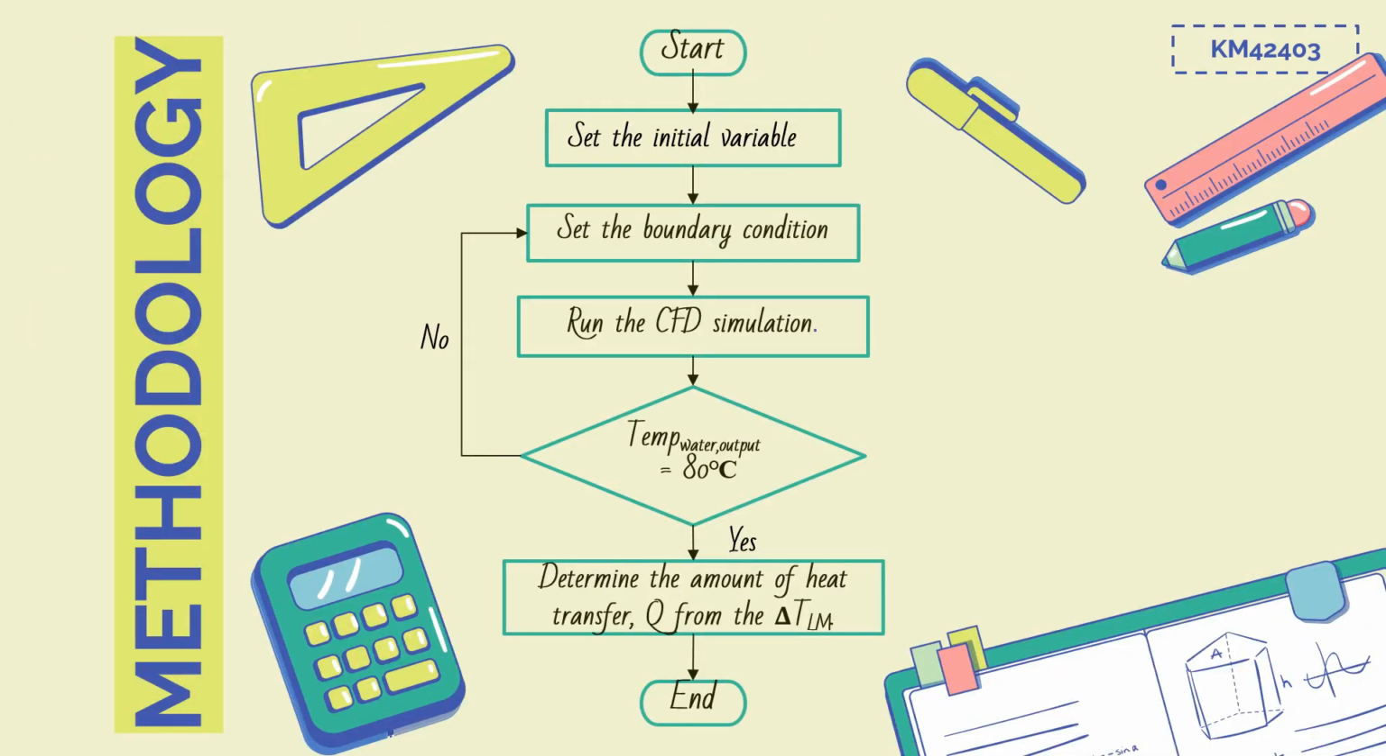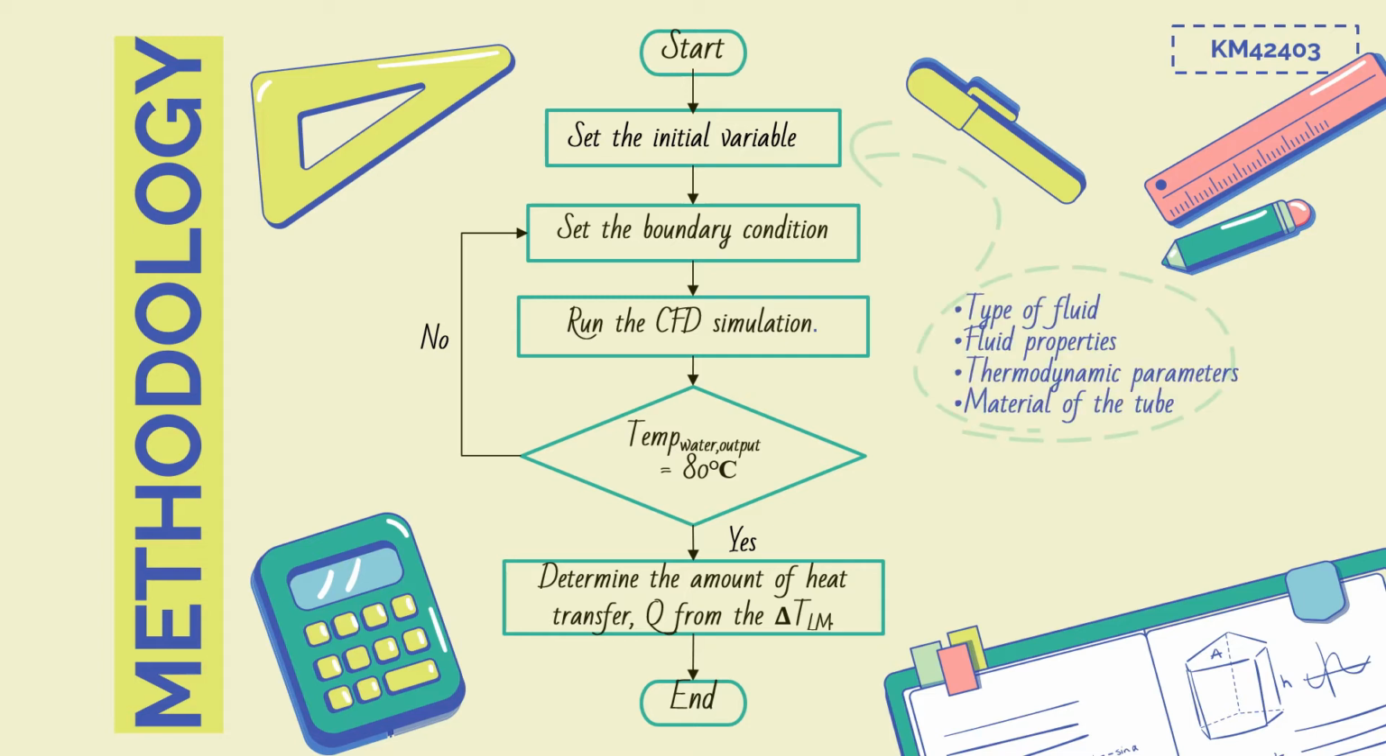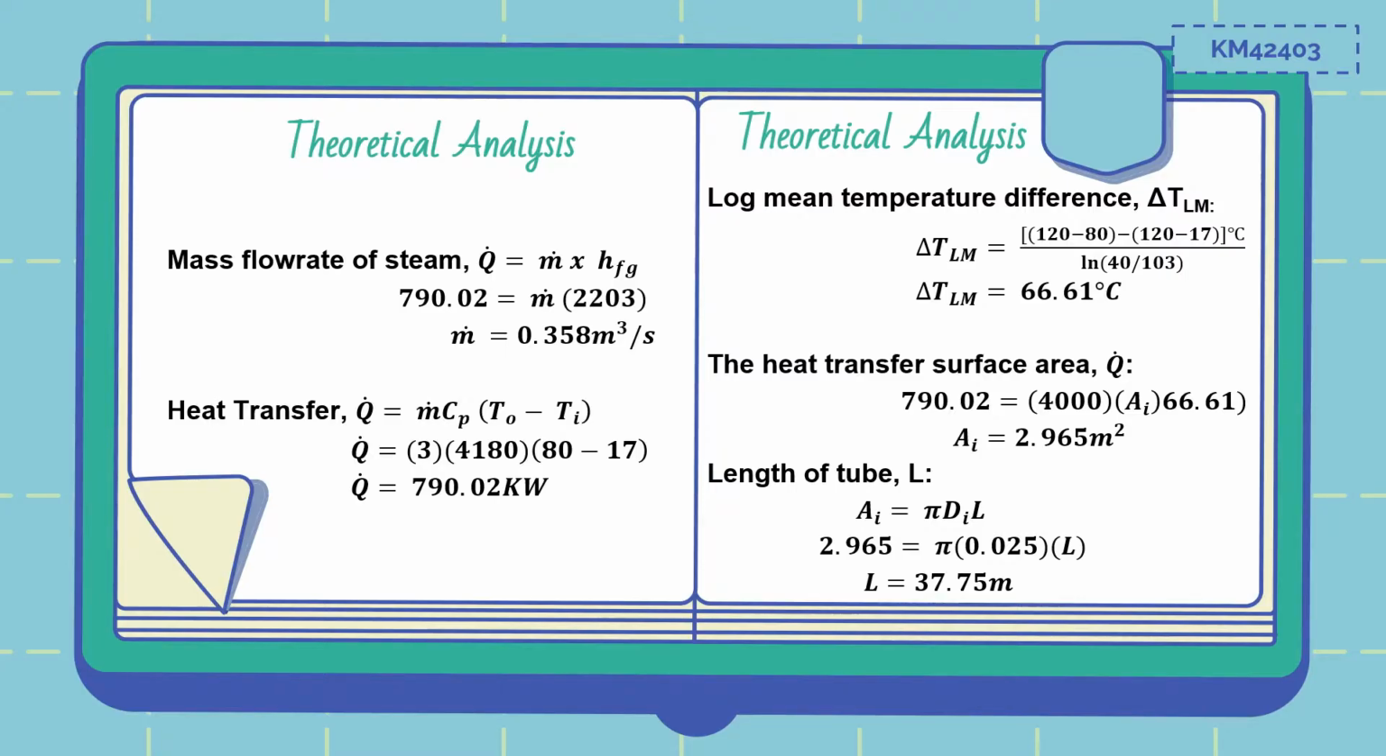Flow simulation. The flow simulation started by setting the initial variables of the design, including the type of fluid, fluid properties, thermodynamic characteristics, and the material of the tube, and continued with the boundary conditions of the design, including the direction of flow. The computational fluid dynamics (CFD) simulation was then started and the water output temperature was observed. If the output satisfies the design requirement, the analysis continued with the heat transfer analysis based on the simulation data. In the design requirement section, the length of the tube was calculated.